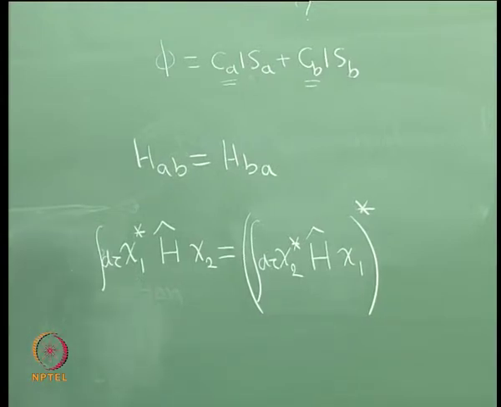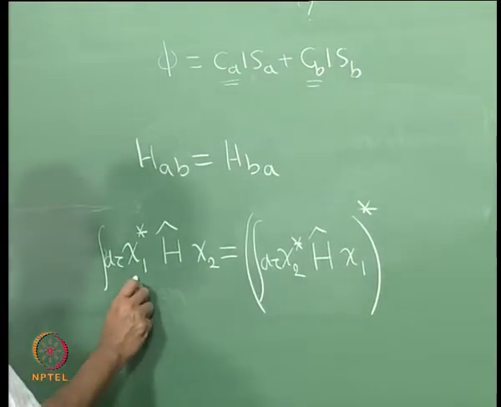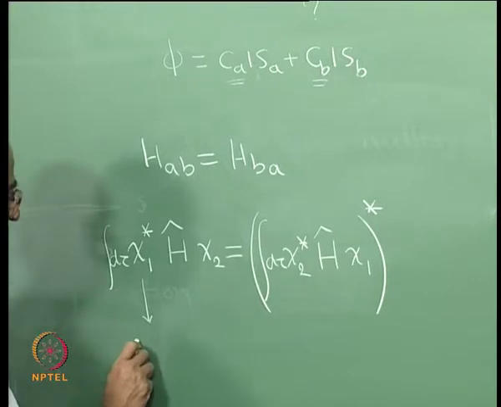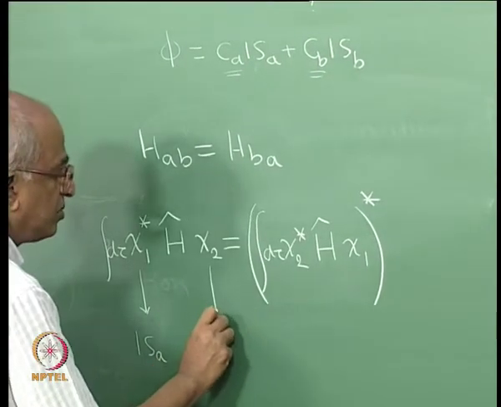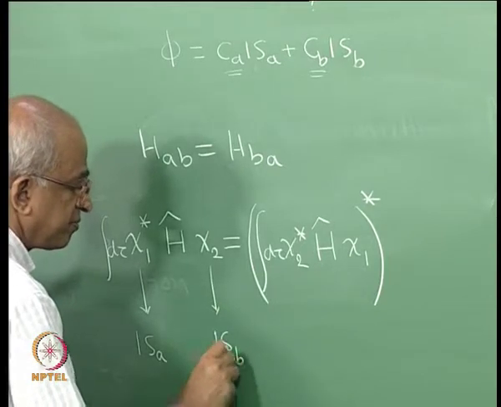So, if that is the way it is, imagine I take chi1 to be 1sA and chi2 to be 1sB, suppose.